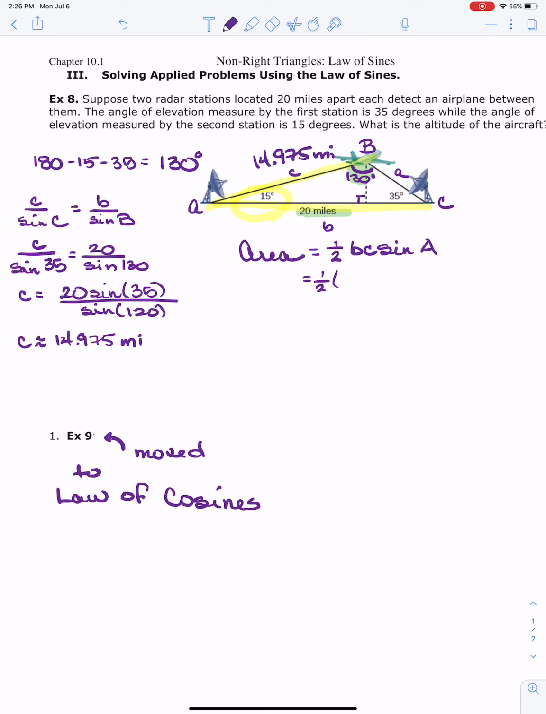So 1/2, B is 20, C is 14.975, and angle A is that 15-degree angle. I get the area equals 38.758 square miles. I am not going to round any more than that right now. I want to be as precise as possible.